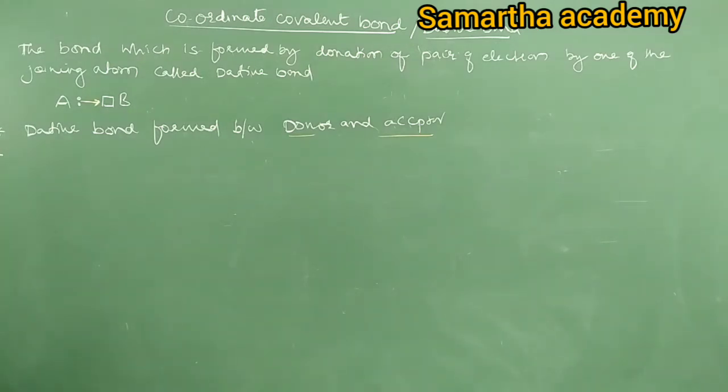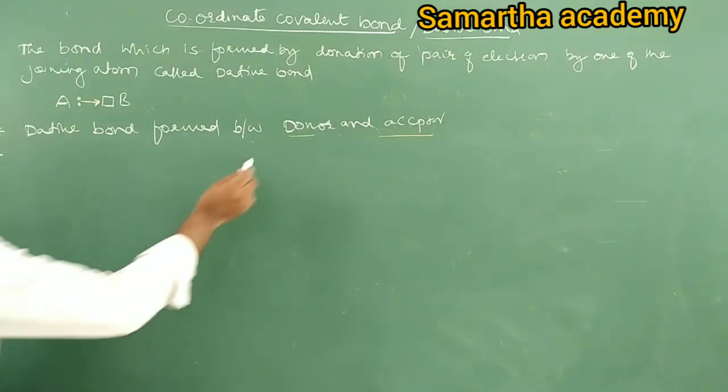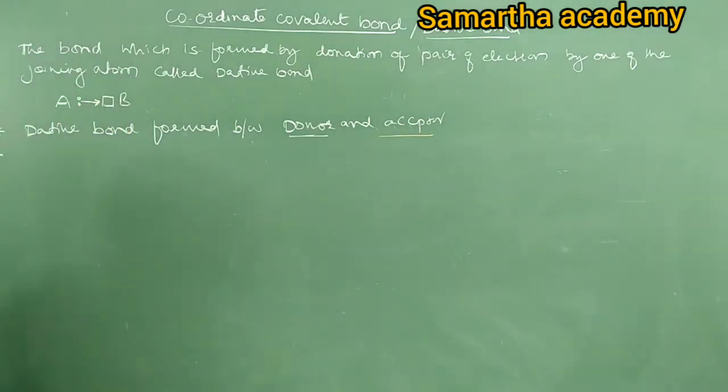Okay. Next, what is acceptor? Acceptor should be able to accept electrons. It means it should have a vacant orbital. If acceptor does not have a vacant orbital, it cannot accept electrons. Therefore acceptor must have a vacant orbital. And moreover, donor is called Lewis base, isn't it? Lewis base. And acceptor is called Lewis acid.